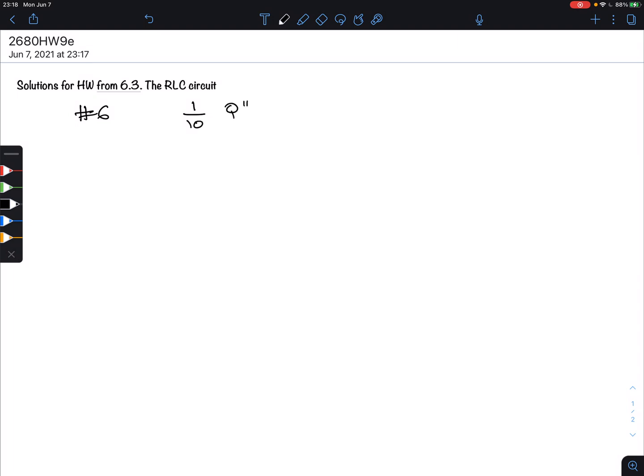1/10 q double prime plus 3q prime plus 100q is equal to 5 cosine 10t minus 5 sine 10t. Okay. They ask for the steady state, but let's look at the problem in total here. Do everything a little bit. It's not that much work. The homogeneous is always rather quick, right? Because it's just basically solving the characteristic equation. Okay, so step 1, the complementary homogeneous.